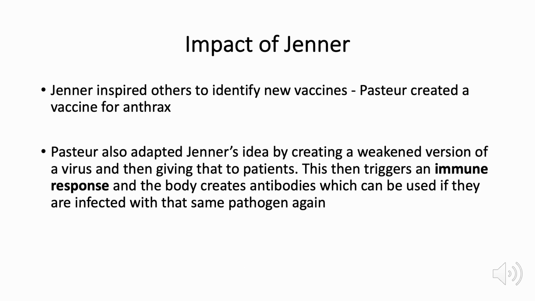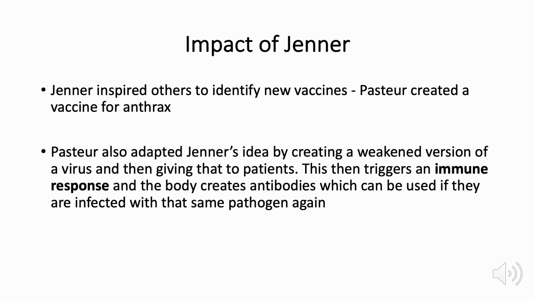In terms of Jenner's impact as well, he inspires others to identify new vaccines. So Pasteur creates a vaccine for anthrax, and Pasteur develops Jenner's idea. He starts giving people a weakened version of the same disease. Pasteur didn't work with smallpox, but if he did, he would have given a weakened version of smallpox to patients. Okay, and because it's weaker, it's not going to have as much of an effect on them. That then triggers an immune response. The body creates antibodies. So if somebody is ever infected with smallpox again, they have immunity, which means they cannot fall ill.